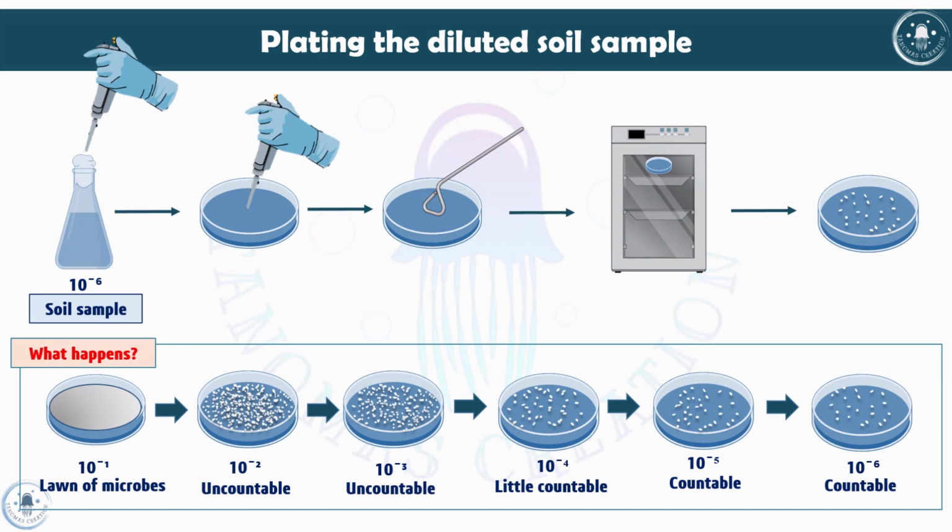From 10 to the power minus 4, it is getting a little countable. 10 to the power minus 5 is countable and 10 to the power minus 6 is easily countable. So you take that dilution where you can find the colonies countable. Okay, so usually countable colonies are taken which are between 25 to 250. So this is why the last dilution is taken.